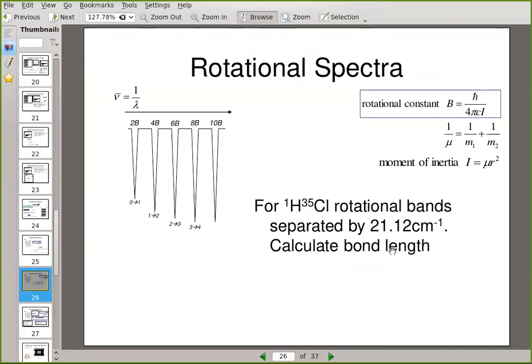And again, we have this problem, that we have a non-standard unit. We're going to have to convert it to meters to the -1. So you can imagine that we can fit 21.12 wavelengths in a centimeter. So in a meter, we can fit 100 times that amount. So to convert from centimeters to the -1 to meters to the -1, we're going to have to multiply by 100.